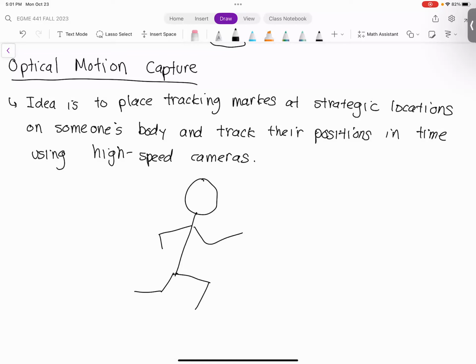But they're wearing an all black suit. And then on that black suit, you have all these little markers. Okay.